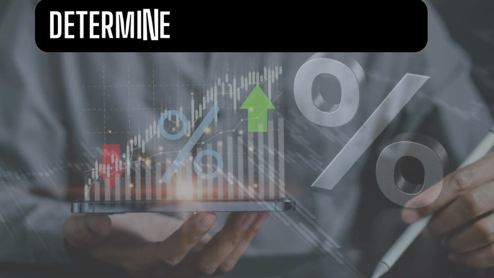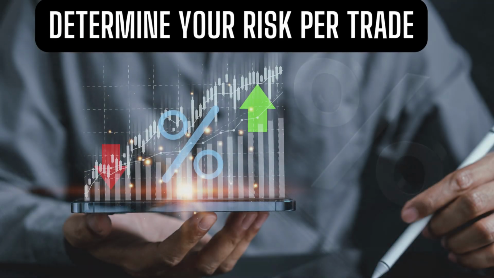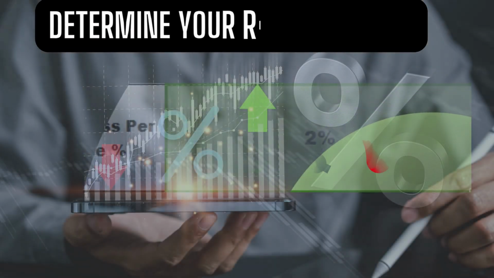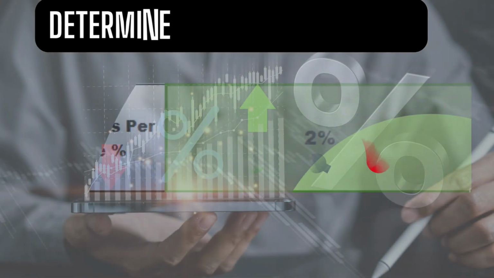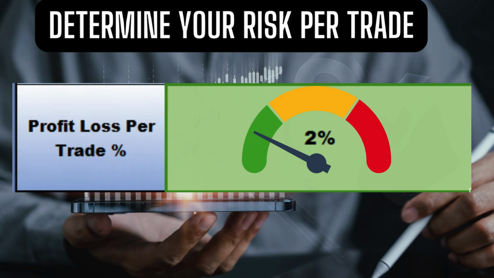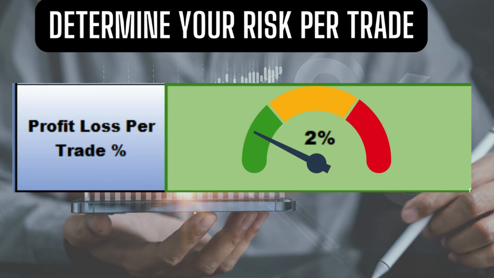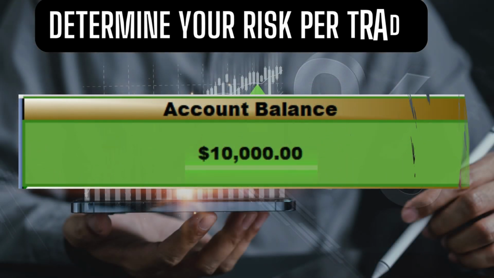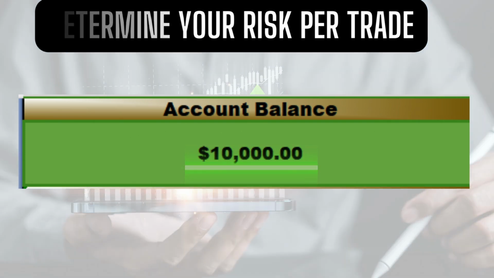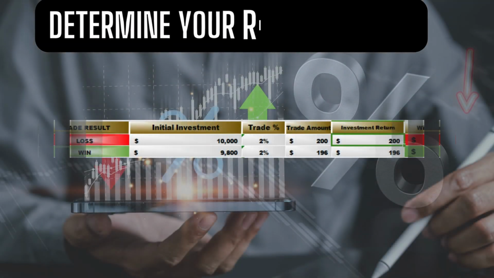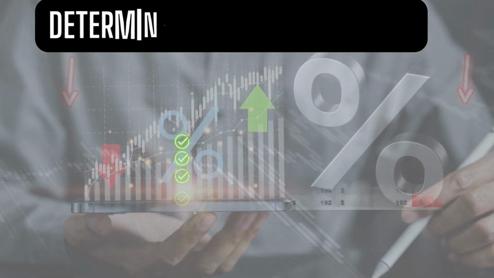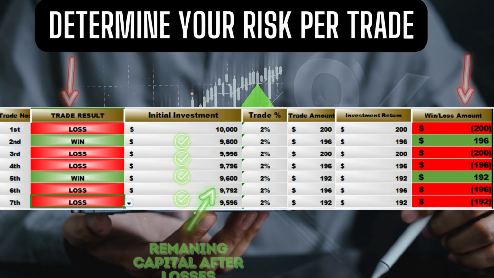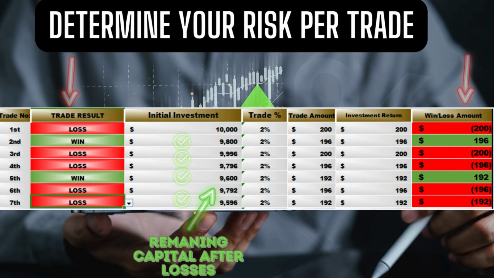Let's get started. Determine your risk per trade. The first rule of risk management is to never risk too much on a single trade. A good rule of thumb is to risk only 1 to 2% of your account balance per trade. For example, if you have a $10,000 account, your maximum loss should be $100 to $200 per trade. This ensures that even after a string of losses, you'll still have enough capital to recover.